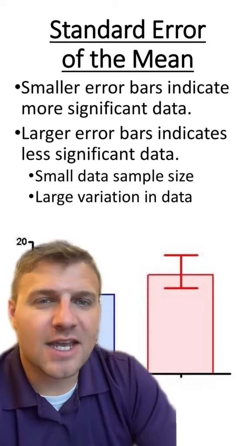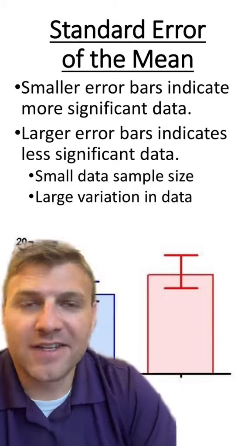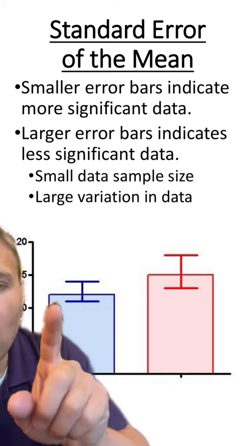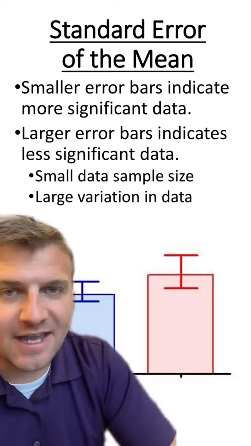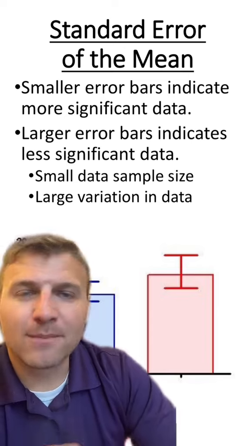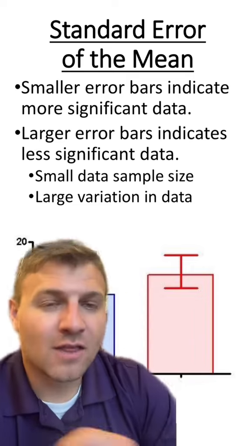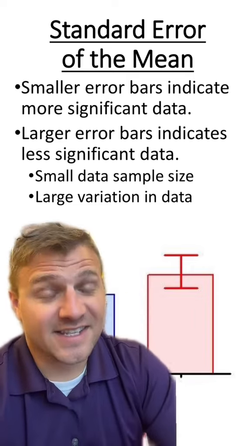We typically use standard error bars to indicate how significant our data is. These are standard error bars. Usually they go with the average of a data set. Smaller error bars indicate more significant data. So that would be like if these are very close to each other. Larger error bars indicate less significant data.